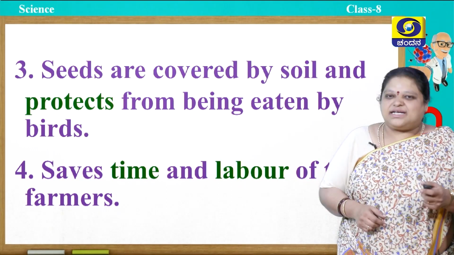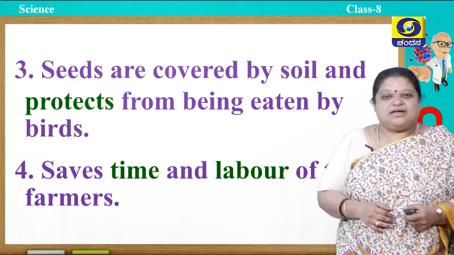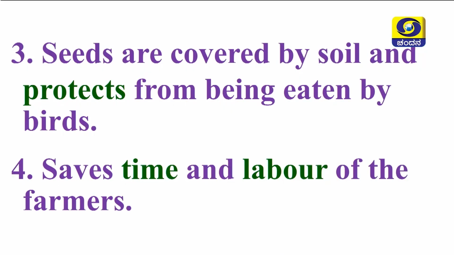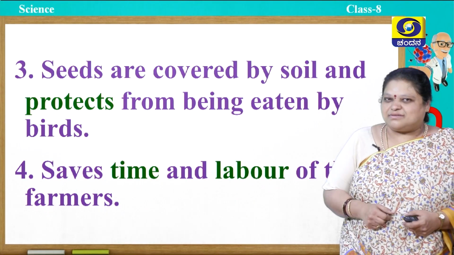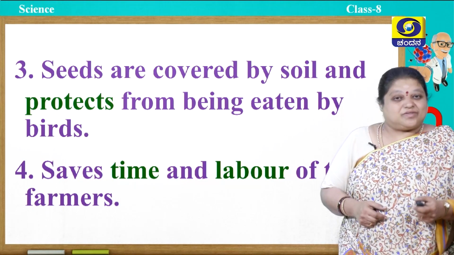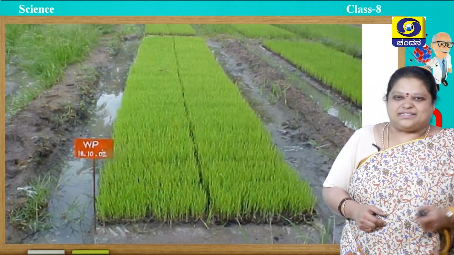Next, seeds are covered by the soil, which protects them from being eaten by birds. As soon as they are sown, they are covered by the soil and it protects them from the birds. It also saves time and labor of the farmers. So like this, you can do it very fast. So this is the advantage of using machinery in seed drills.